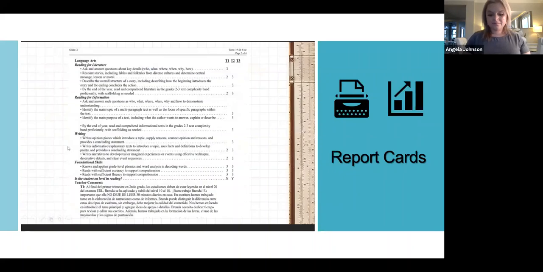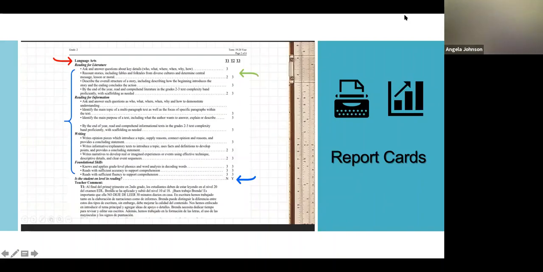Now, this is the part where we show the language arts. These are based on the Common Core standards, but they are in friendly language, so parents can understand. And on this side, you can see again the grades for every trimester. And here we have a sentence that says, is the student on level in reading? and we can type yes or no. You can see the progress the students are making. And again, you have the comments at the bottom.